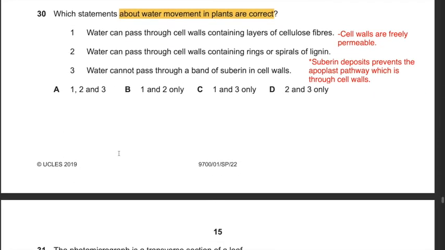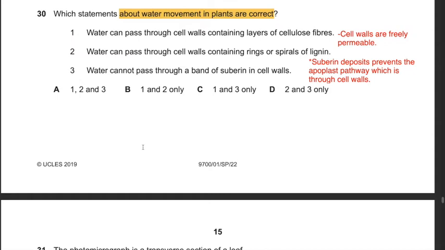Question 30. Which statements about water movement in plants are correct? 1. Water can pass through cell walls containing layers of cellulose fibers. 2. Water can pass through cell walls containing rings or spirals of lignin. 3. Water cannot pass through a band of suberin in cell walls. 3 is obviously correct because suberin deposits prevent the apoplast pathway, which involves water movement.